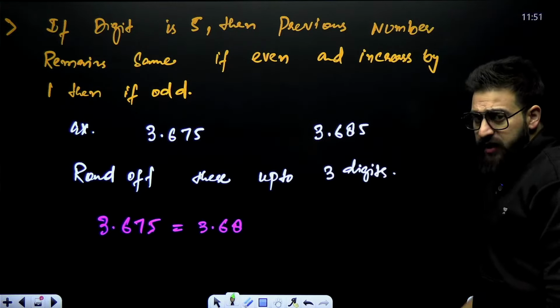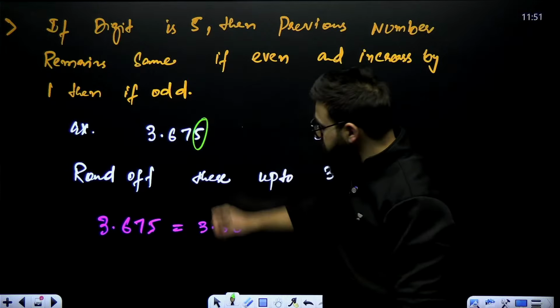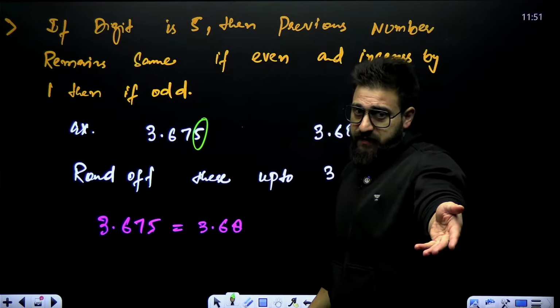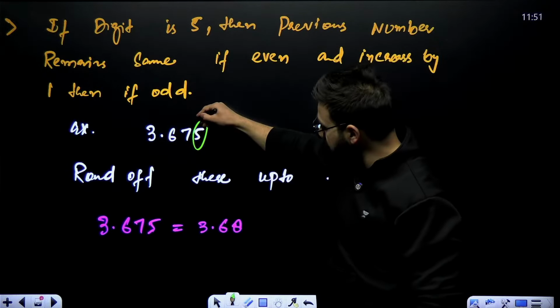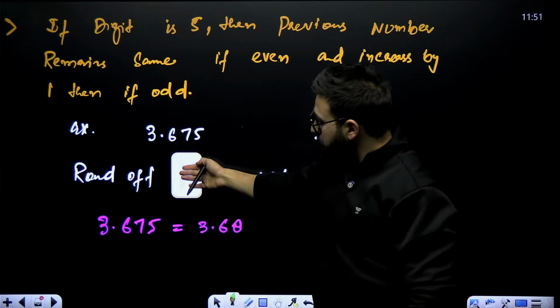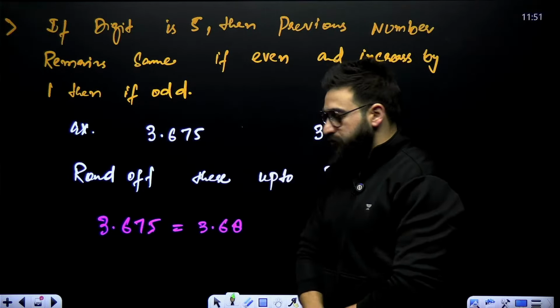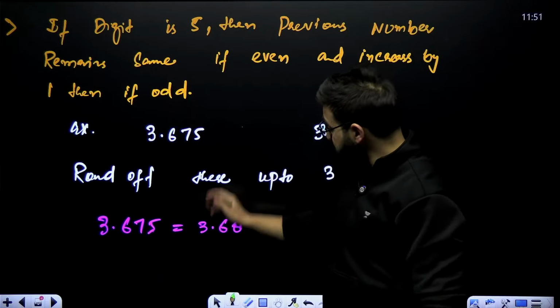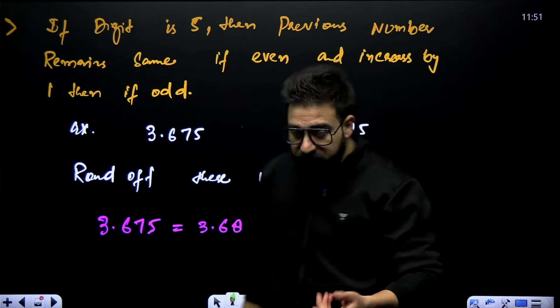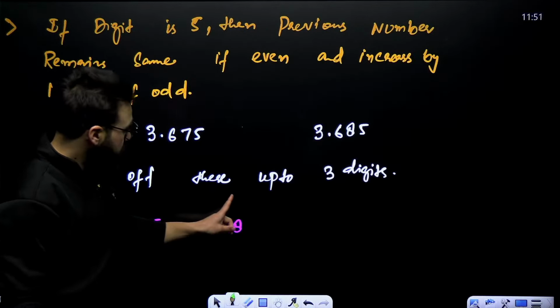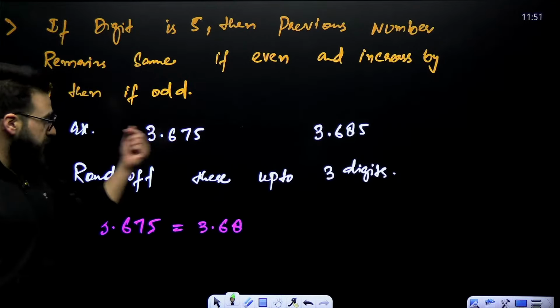Now guys, if you want to remove this last digit, which is 5 itself, if it was greater than 5, we would have added 1 to this. But if it was less than 5, then we would have kept it the same. But in this case, it is exactly 5. We are asked to round off up to 3 digits.